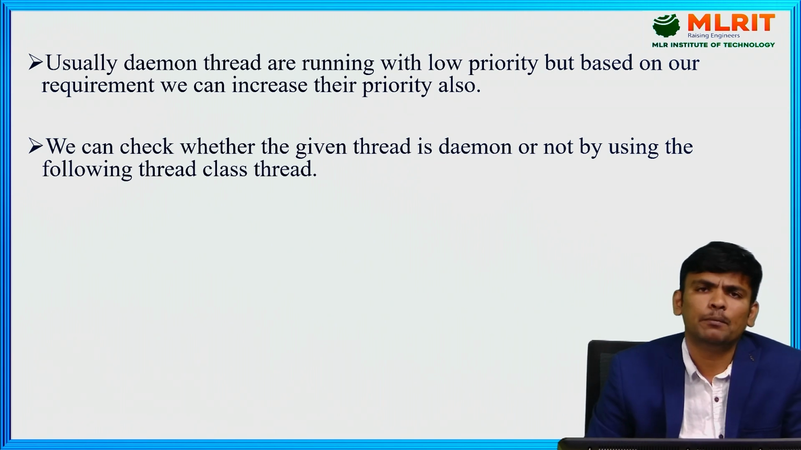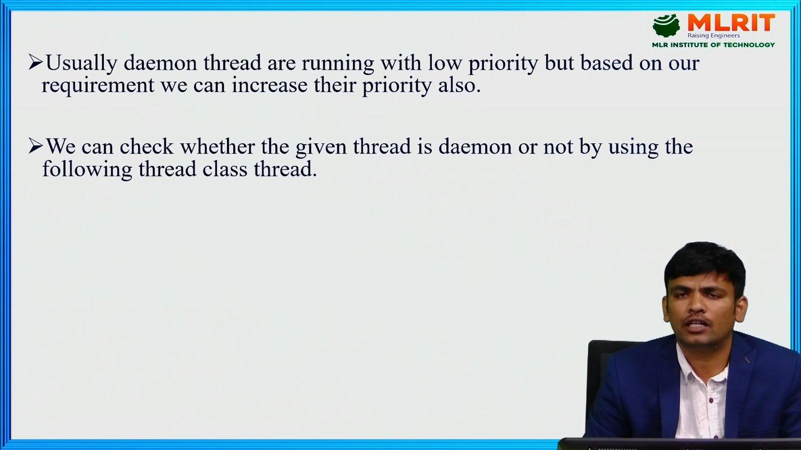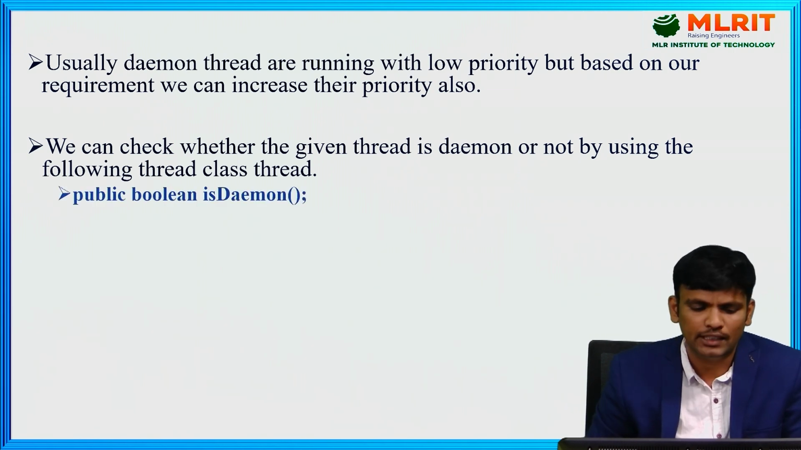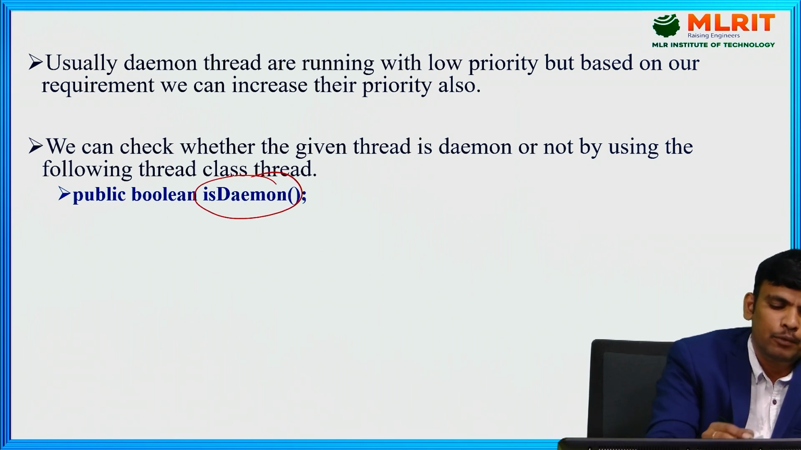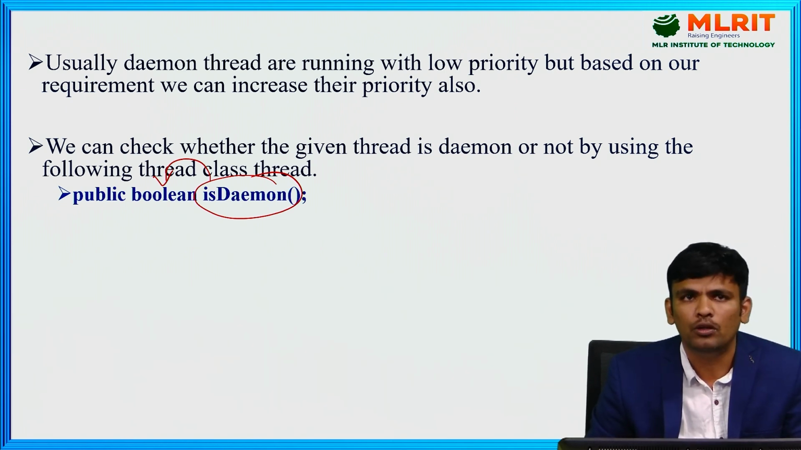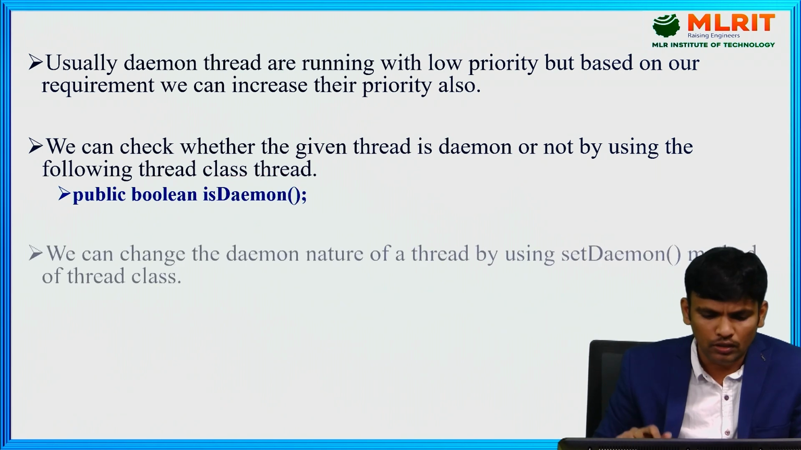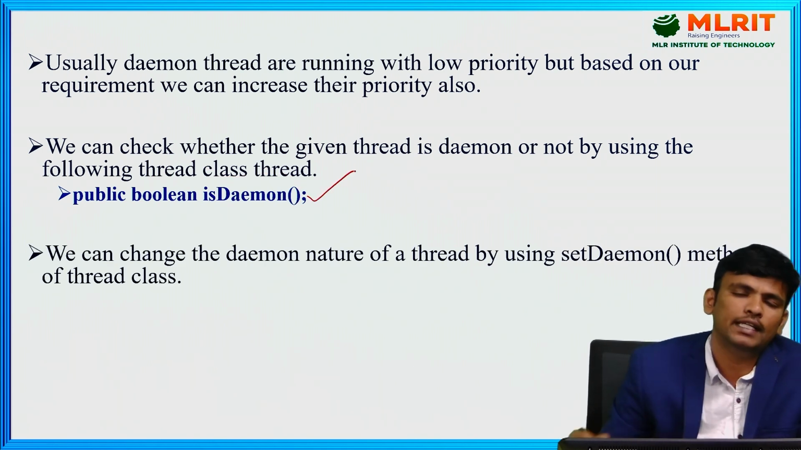Here in Daemon threads, we have two methods. One is the isDaemon method and the other is the setDaemon method. To check whether a given thread is a Daemon thread or not, we need to use a specific method called isDaemon. isDaemon is a predefined method which returns a boolean. If the given thread is a Daemon, it will return true, otherwise it will return false.